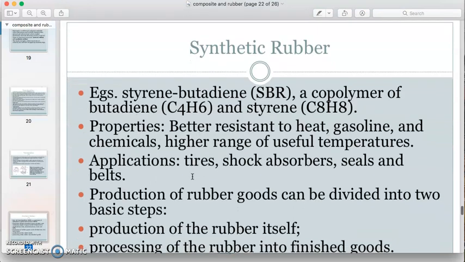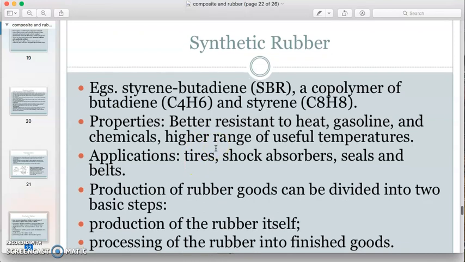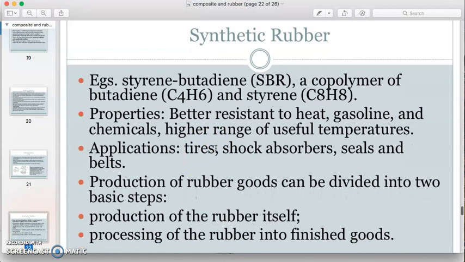Okay, for the synthetic rubber, such as styrene-butadiene, a copolymer of butadiene and styrene, this is an example of synthetic rubber. Synthetic rubber has better properties compared to natural rubber, such as better resistance to heat, gasoline and chemicals, and a higher range of useful temperatures. Applications are tires, shock absorbers, seals and belts.